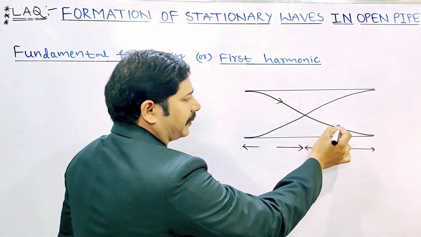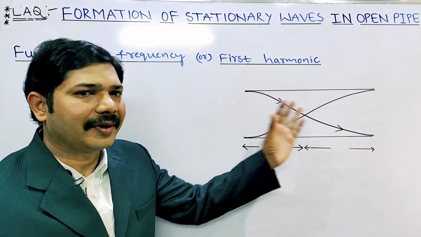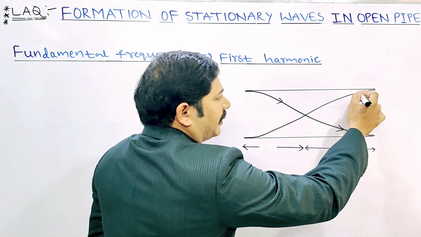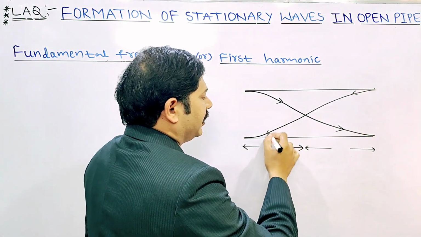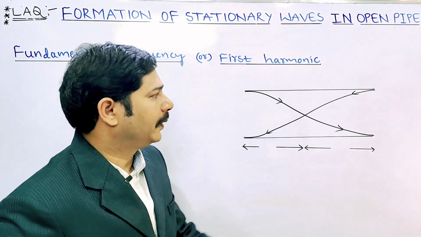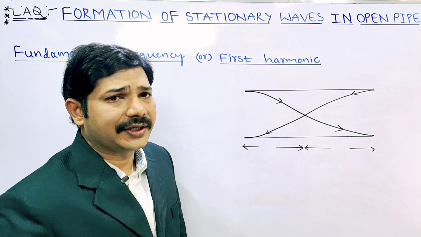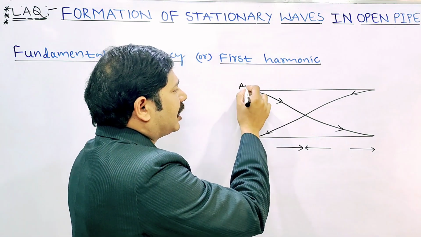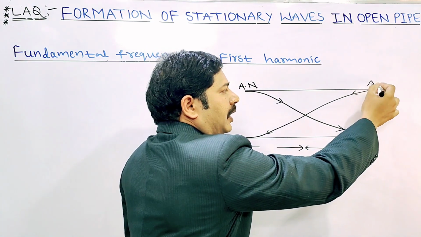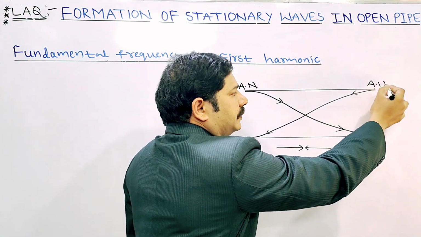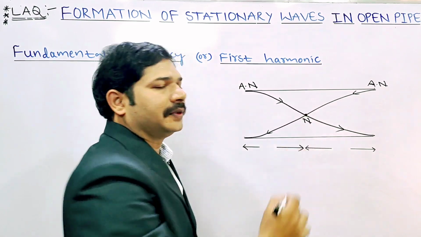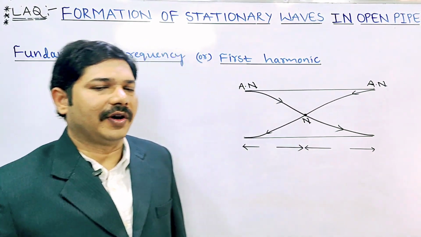What happened at that time? It gets reflected from the other end. Why? Because of pressure difference. It gets reflected. Here at the open side, antinodes are always formed, and at the closed side, wherever displacement is minimum, a node is formed.